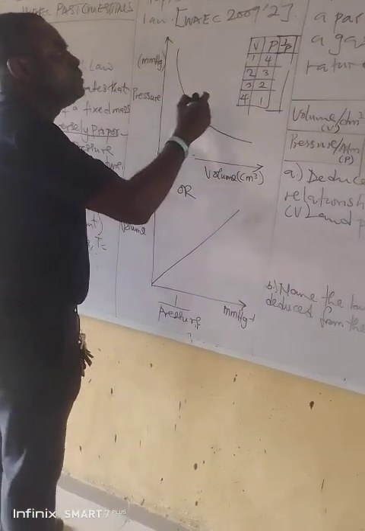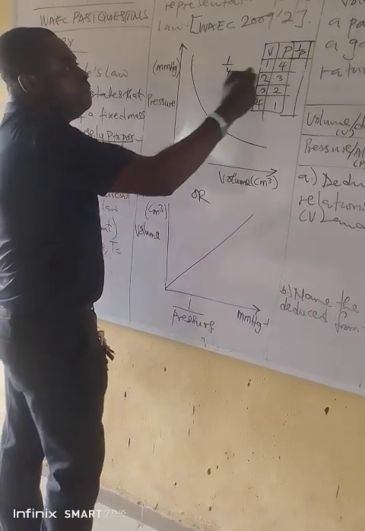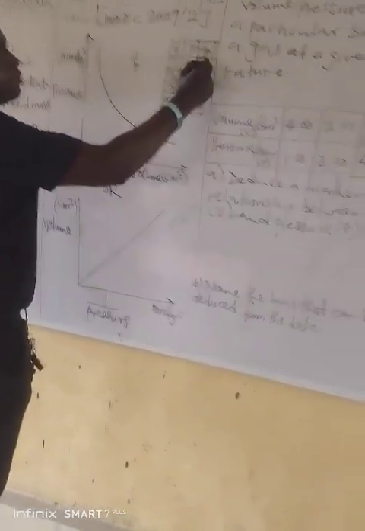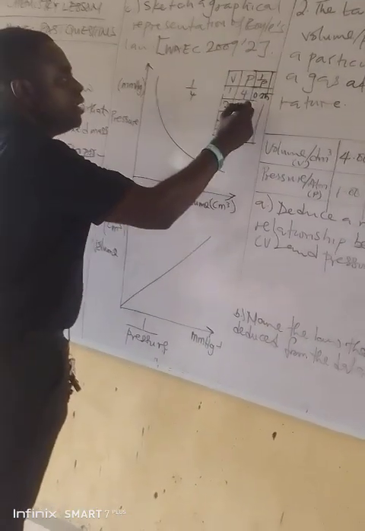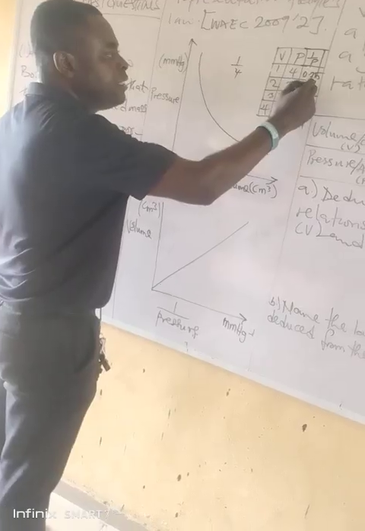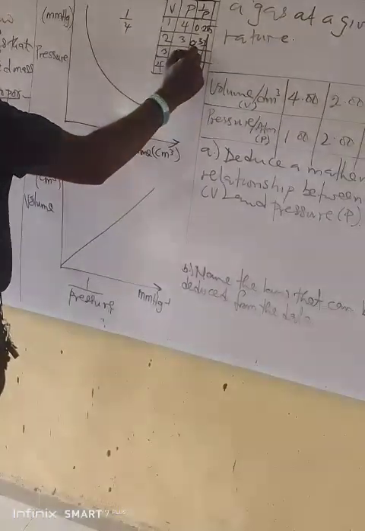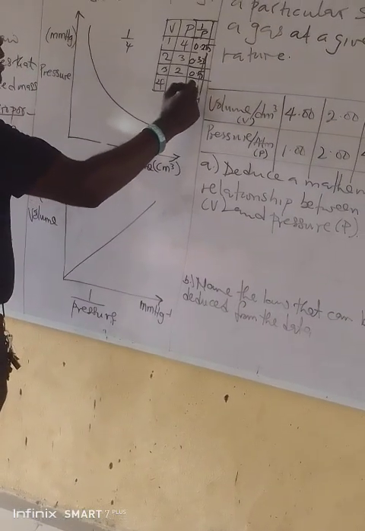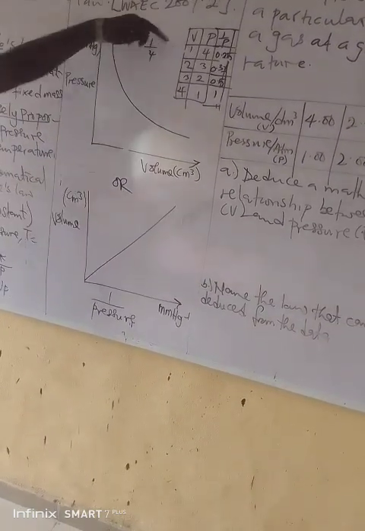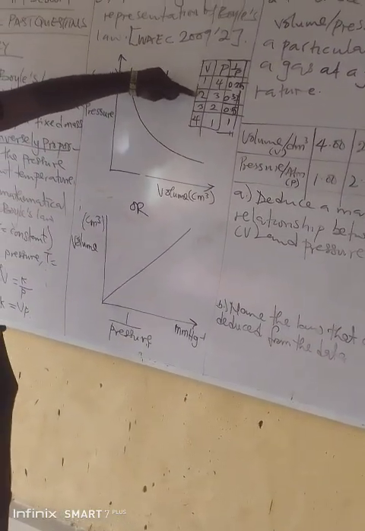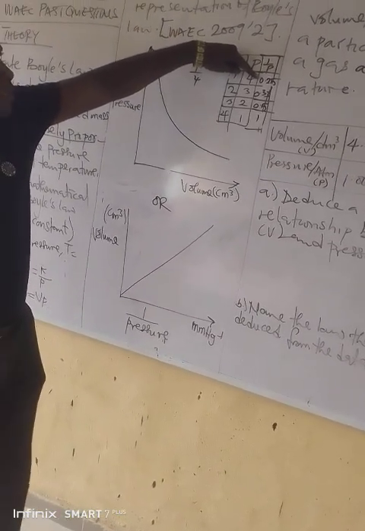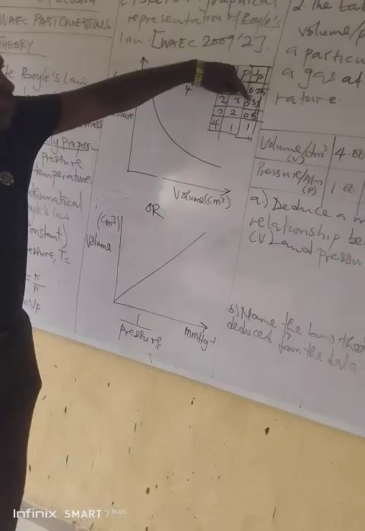1 over 4 will be what? What will be 1 over 4? 0.25, Abby. Now, what is 1 over 3? 0.33, Abby. What about 1 over 2? That's 0.5. Then 1 over 1 is what? 1. Now, you can see as the volume is increasing from 1 to 2, the inverse of pressure, what is happening? It's also increasing from 0.25 to 0.33.